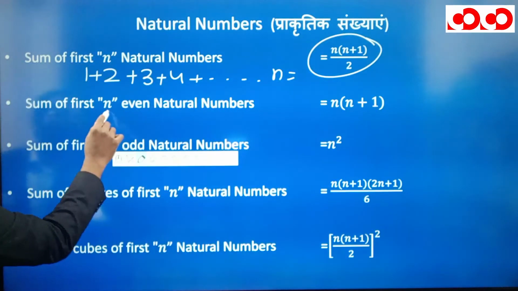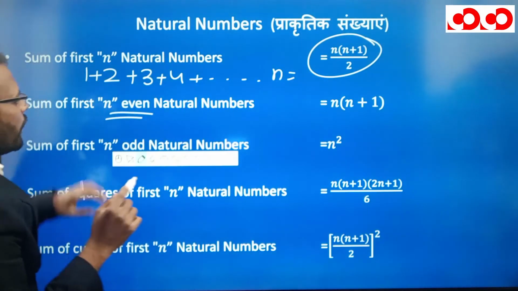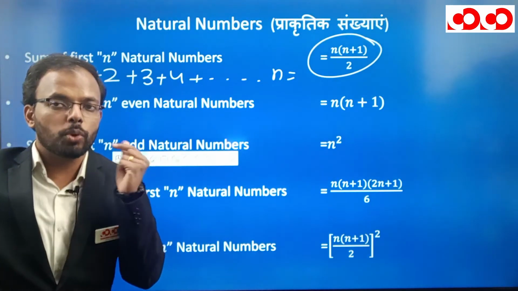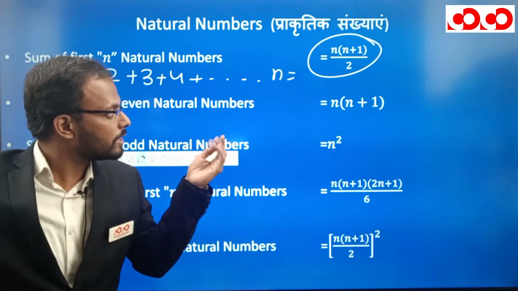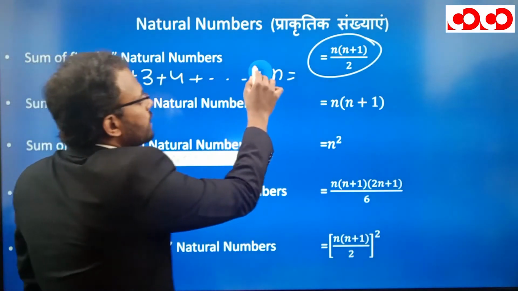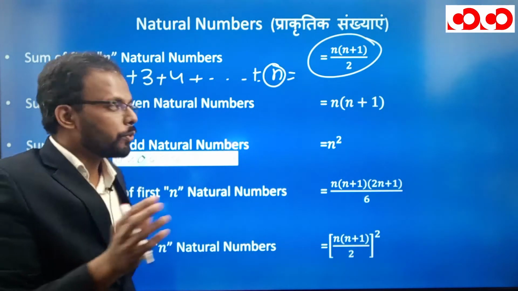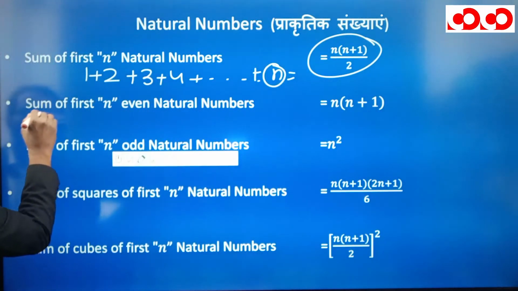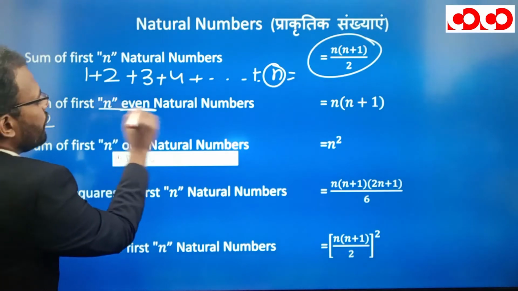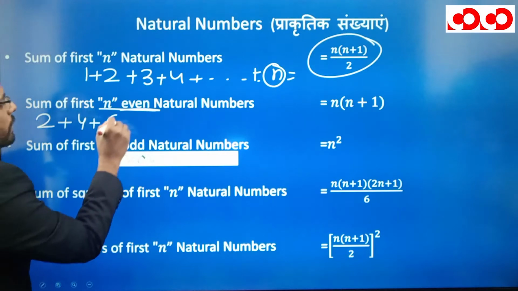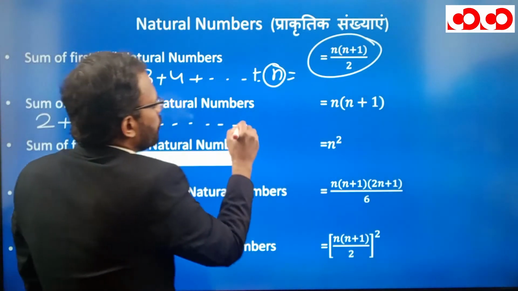Now the second is even numbers, right? You have to be very, very cautious. What is n? n is the total number of terms, not the last term. Over here the last term is n and the number of terms is also n, so there is no confusion. But when you come here, the first term is 2 because we are dealing with even numbers now. The second number is going to be 4, the third number is going to be 6 and the last number is going to be 2n.